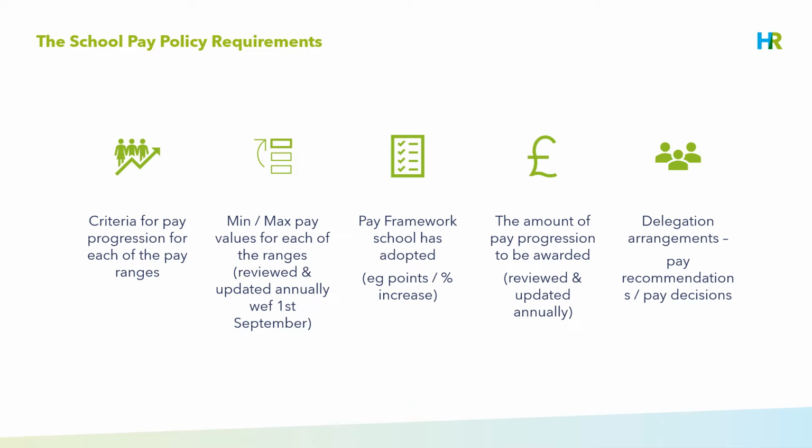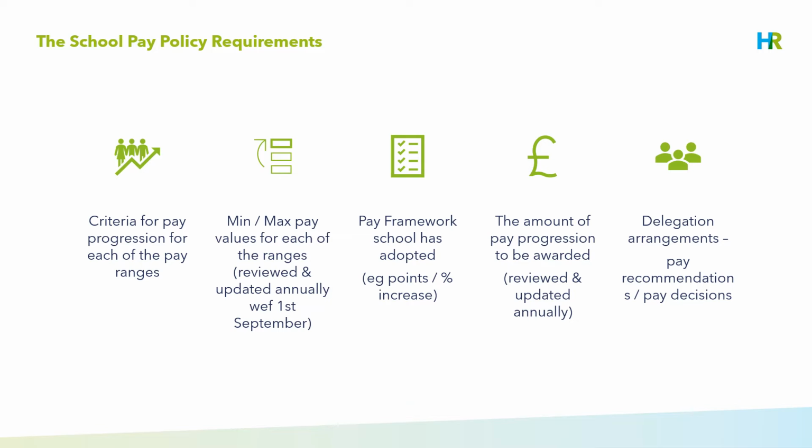Minimum and maximum values for the pay ranges should be stated in the pay policy and updated annually in line with the national rates published in the STPCD. Schools should detail the pay framework they have chosen to adopt and explain how pay progression will be awarded where performance meets the required expectations. For example, this may be through the use of incremental points or a percentage increase or a cash increase. The precise level of increase would then be determined annually by the school.